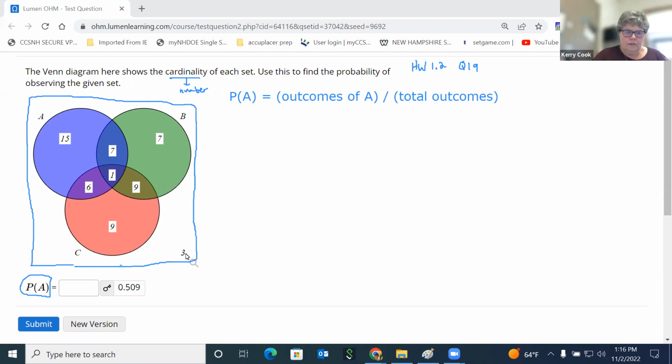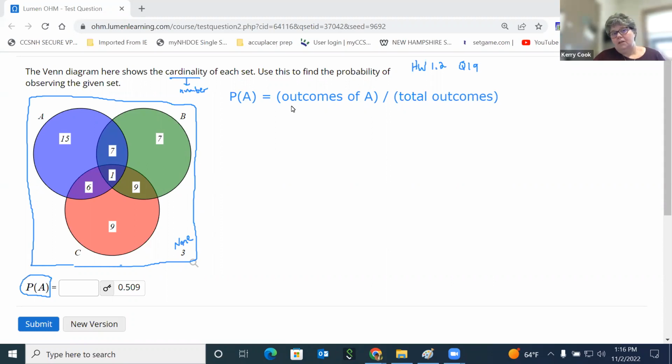So this little 3 out here means something to us. That means the numbers that are in none of those sets. So in this particular world, you have things in set A, things in set B, things in set C, and then you have the none of these. So 3 represents none. Just so you can see where that comes in, because that could show up in other questions as well. So then the question is, what's the probability of A?